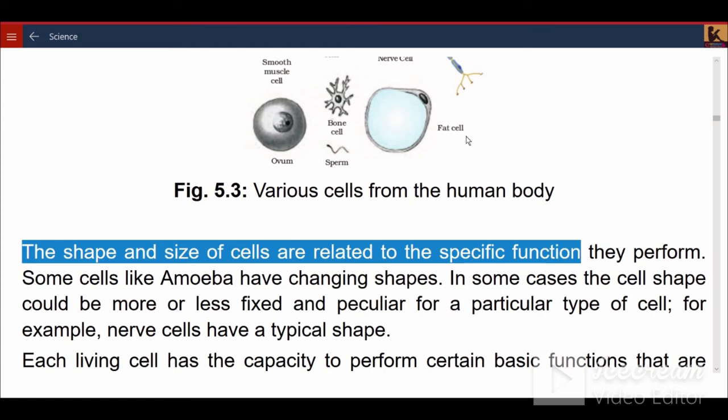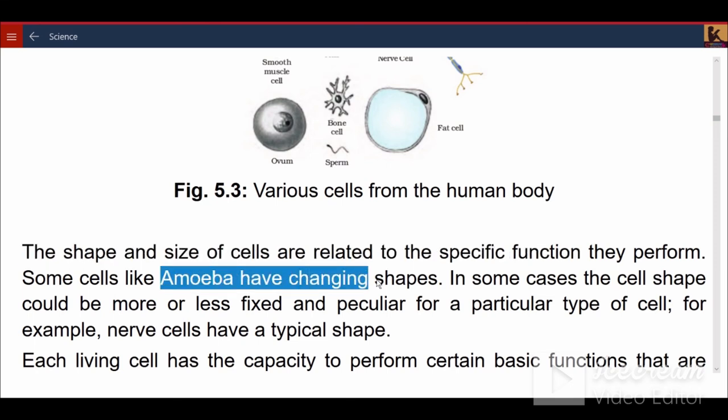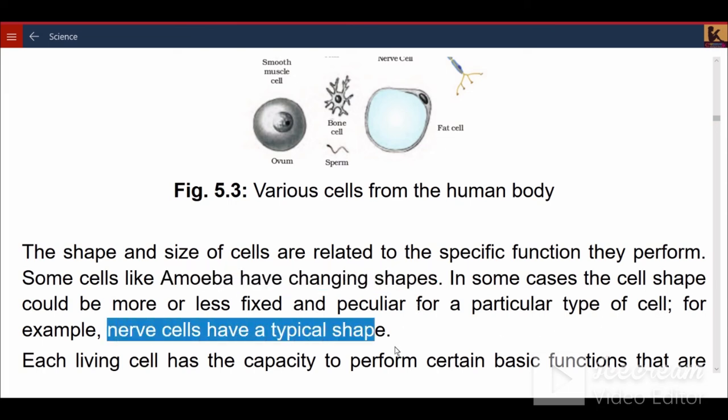But their shapes are specific, they don't change their shape. But here amoeba has a changing shape. Amoeba doesn't have a fixed body, it keeps on changing its body. In some cases, the cell shapes could be more or less fixed and peculiar for a particular type of cell. Nerve cells have a typical shape. So these are the characteristics of a cell.